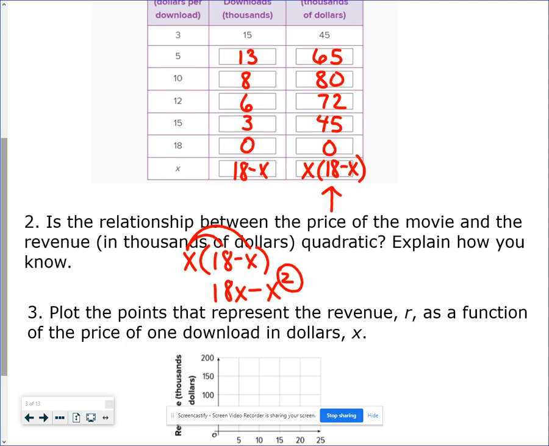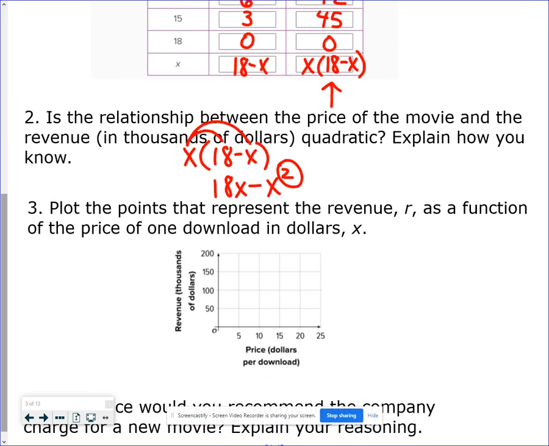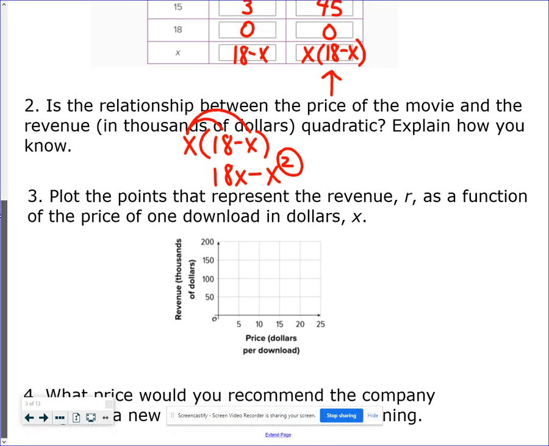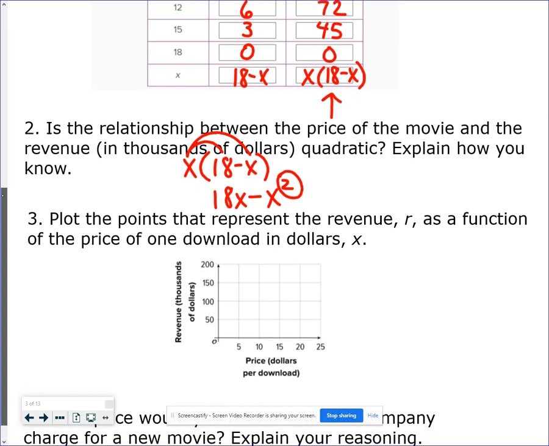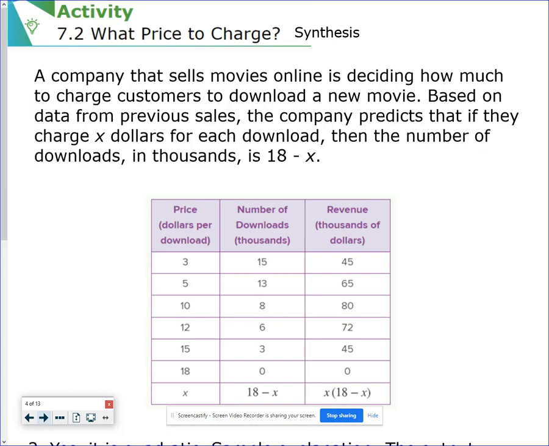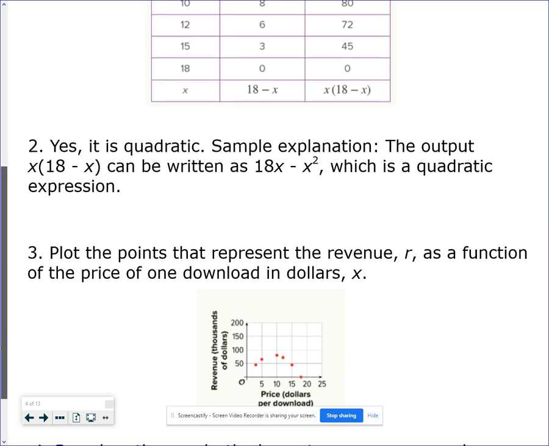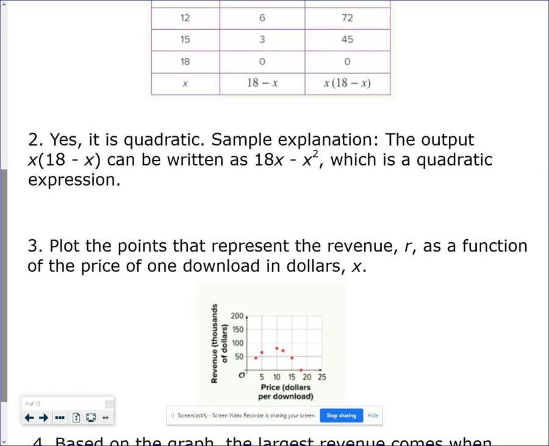And then for 3, it says plot those points that represent the revenue. I will plot those very quickly. I also have them on the next slide. And then we want to make a decision for what we recommend that the company does. In fact, I think I'm just going to switch to the next slide and show you that graph right there. So here it is all graphed. Boom. And I'm just not going to quite show you the last answer here yet.